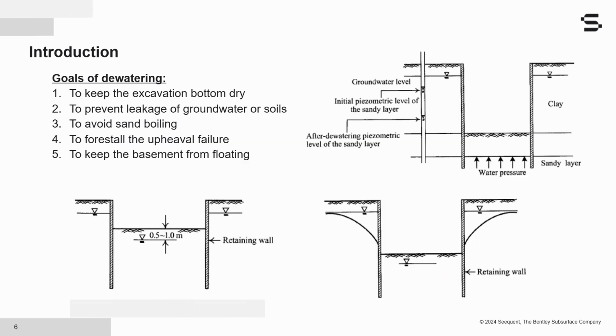One of the goals of dewatering is, of course, to keep the excavation bottom dry. With the higher flow velocity of groundwater, especially in sand or gravel, groundwater may well flow into the excavation zone, which, of course, will cause inconvenience for the construction people. So to keep the excavation bottom dry, the groundwater level is generally lowered half a meter to 1 meter below the excavation surface, as you can see in the figure at the bottom left.